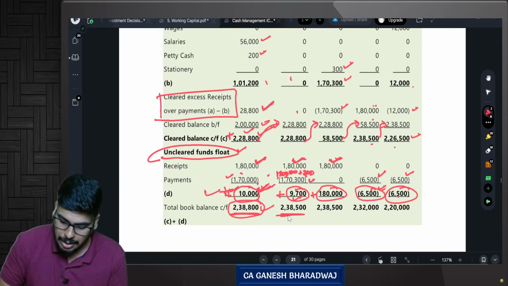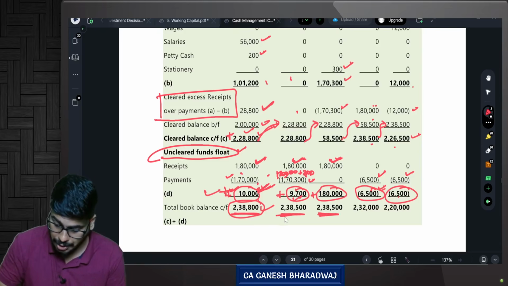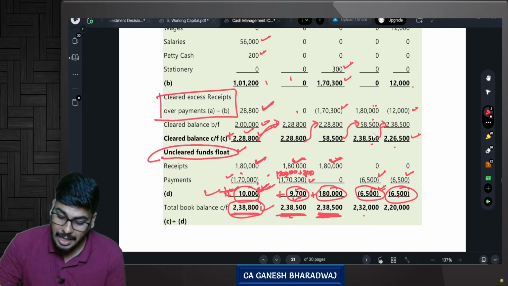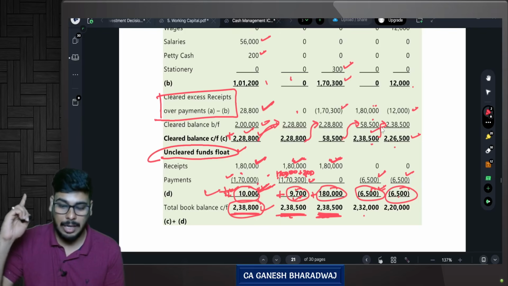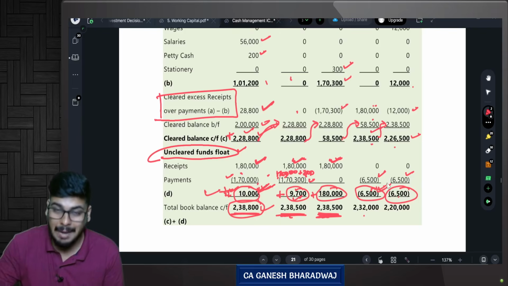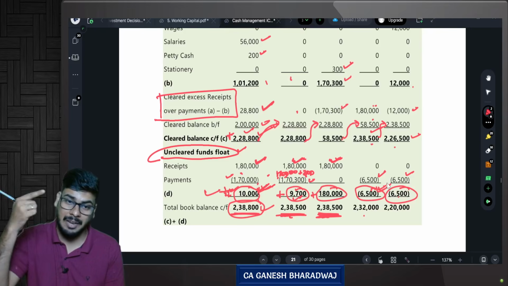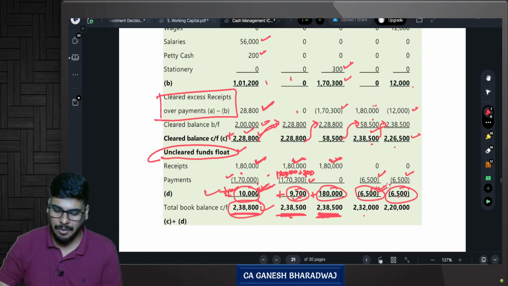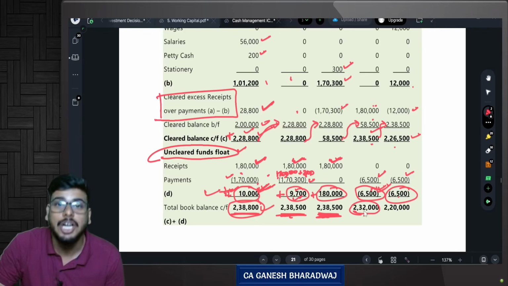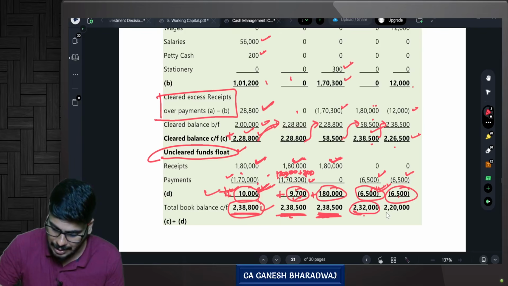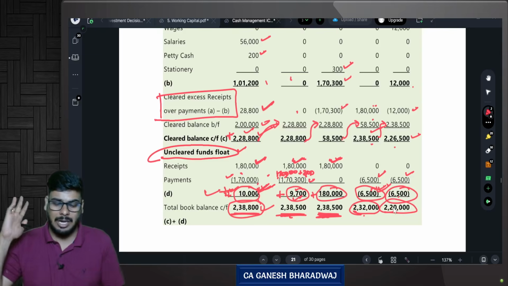Here it's going to be 2,38,500, 2,38,500. Look at this. For the fourth and fifth day, I have a cleared balance of 2,38,500, but I am about to pay 6,500. I've initiated the transaction, which is not reflected in my books. So the net balance is only 2,32,000, and on the last day also the balance is 2,20,000. Are you clear with this?